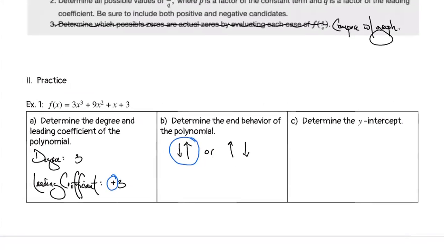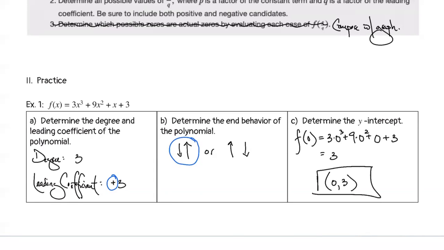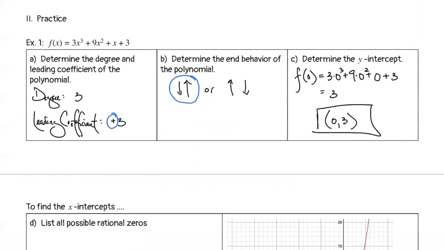Perfect. Last of the 3 refresher questions is determining the Y-intercept. All we're doing is plugging in 0 for x. So we'll get 3 times 0 cubed plus 9 times 0 squared plus 0 plus 3, which equals 3. But we want to write a coordinate, we don't want to just leave our answer as 3. We'll say 0, 3. And again, all 3 of these you can find in section 3.3 of your textbook.